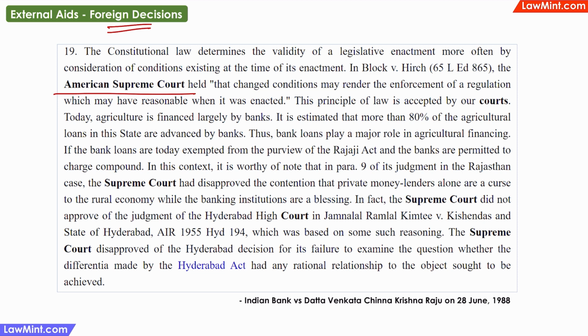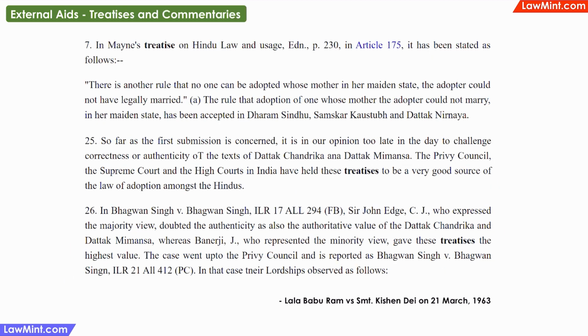Foreign judgments can also be useful where a foreign law has the same or very similar objectives as an Indian law. For example, the data protection laws of Europe have similar objectives to the Indian data protection laws. So, foreign judgments that interpret the foreign law can be used by the courts as an example. In this example, there is a reference to a decision by the American Supreme Court and how that principle of law is accepted by the Indian courts.